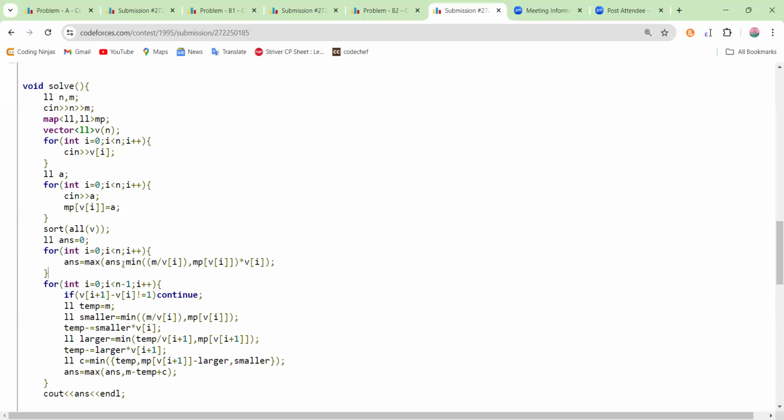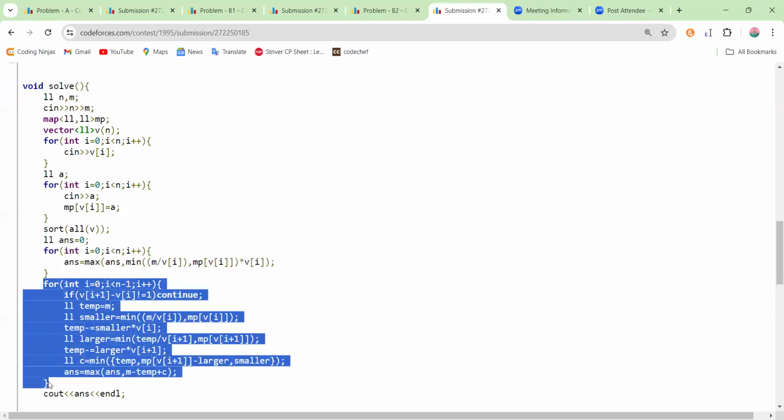So answer is equal to max of answer, comma, what is the number of flowers I can take containing Vi petals? It is nothing but minimum of m by Vi, comma, the ones I have in store, that is MP of Vi, and this is the quantity. And from this, what is the number of petals I will get? Quantity multiplied by number of petals in each flower, that is Vi. So once I do this, I am done with selecting a flower of a single type.